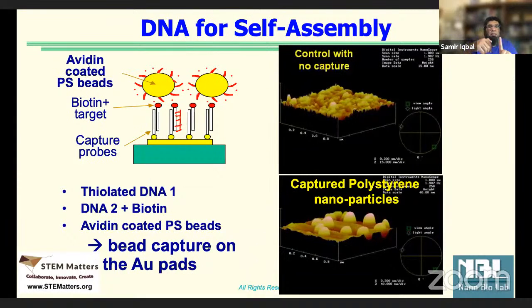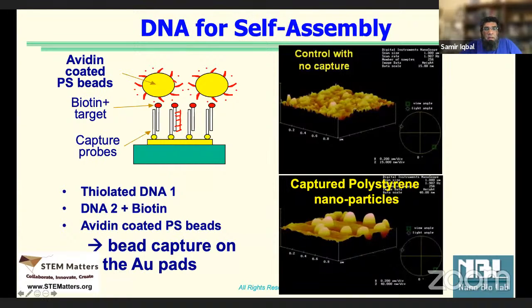Now, in this case, this DNA molecule has a biotin, and then the bead has avidin coated on it. So a bunch of specificities, and once they come together, you see that particles are captured on the surface, and there's no particle capture on the control, where maybe the capture probe was missing, or maybe the biotin target probe molecule was missing. So it depends on your design of experiment, how we do that.